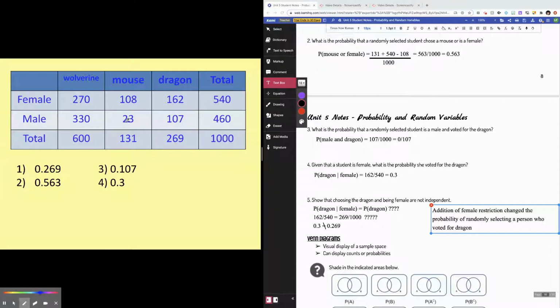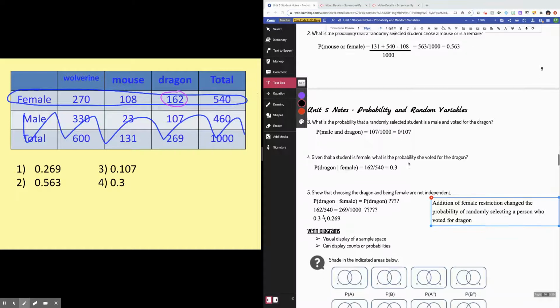Okay. Question 4 said, given that the student is female, what's the probability that she voted for the dragon? Okay. So female is my restriction category. So I'm only going to focus on those in that category. I don't care about anyone else in the table, right? And then I want the dragon within that, which is here. So 162 divided by 540 would be the answer there, and I got 0.3 when I did that.